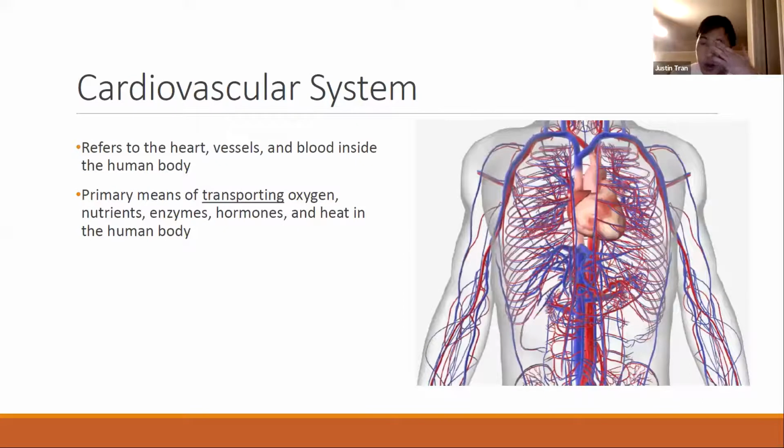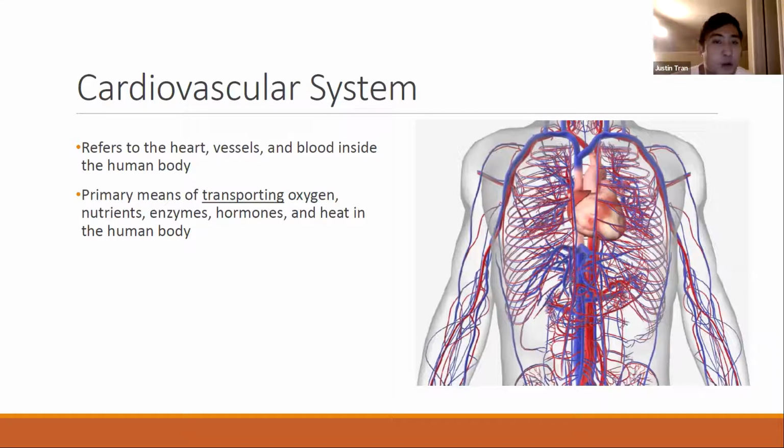Okay. And so, the focus for this class is the cardiovascular system, right? I think everyone knows that in this class. And just like we talked about on Tuesday, when people talk about the cardiovascular system, what they're referring to is your heart, your blood vessels, and the blood itself inside the human body. And just like we talked about on Tuesday as well, the primary role of the cardiovascular system is to be a way for your body to transport things from one part of your body to the next. Some things that your body needs to transport are oxygen, nutrients, enzymes, hormones, and even heat. All of that gets transported through the cardiovascular system.